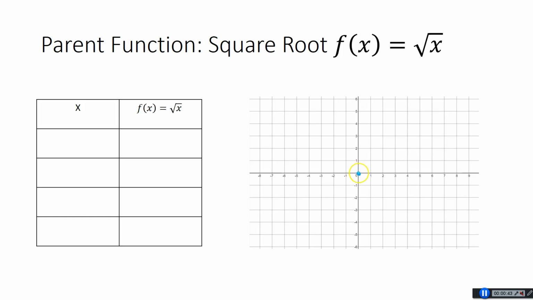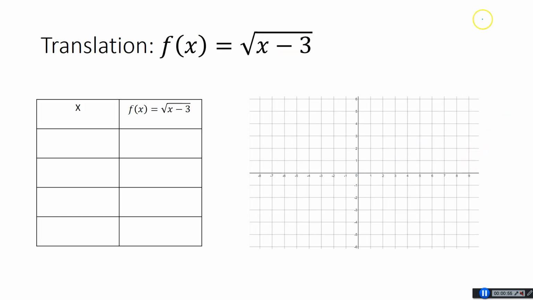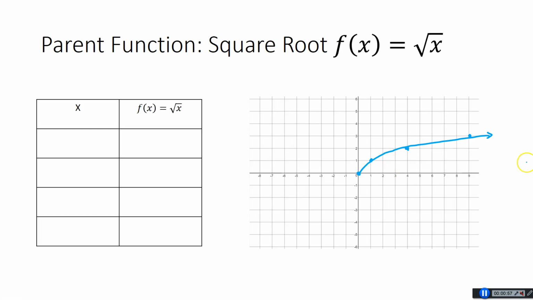Square root, I'm going to be kind of intentional about this. I'll put the points on in a second. But square root has a curved shape. It looks something like this. And it's kind of a weird function because the domain is only positive numbers, right? The range goes all the way off to infinity, but the domain is just the positives.